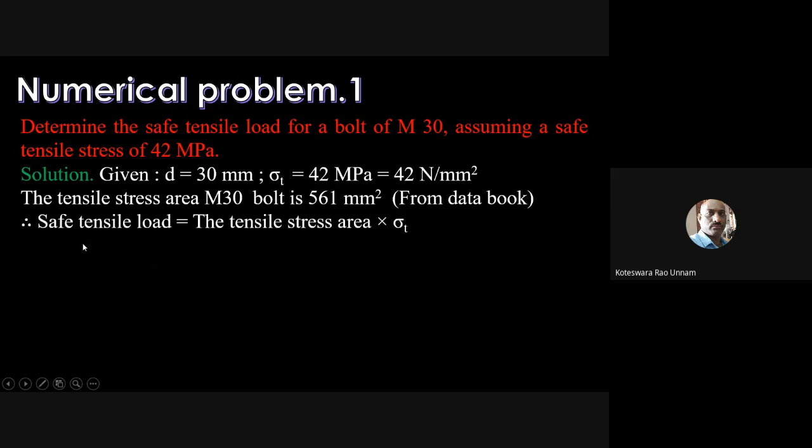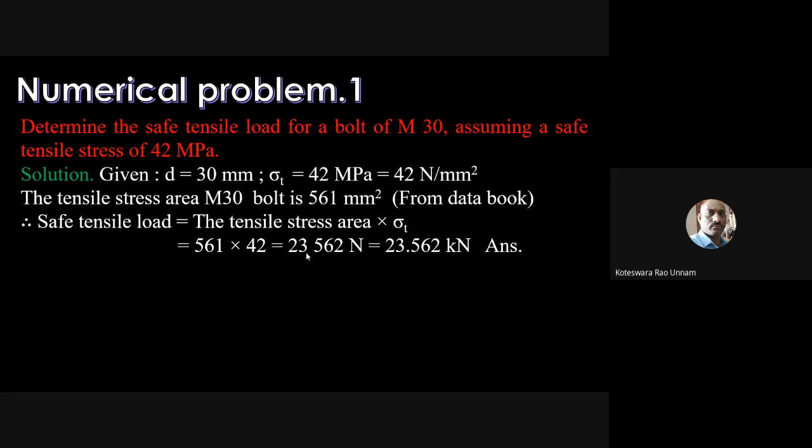Then the safe tensile load is nothing but the tensile stress area multiplied by sigma T. Sigma T is known to you, and the tensile stress area we have picked from the data book. Substituting the two values, 561 and 42, we get 23,562 newtons as the safe load on the bolt. That means if the load exceeds this magnitude, the bolt will fail. Up to 23.562 kilonewtons, the bolt is safe.